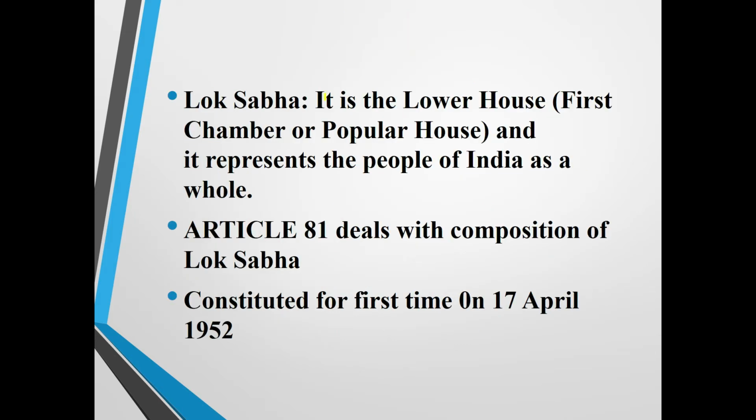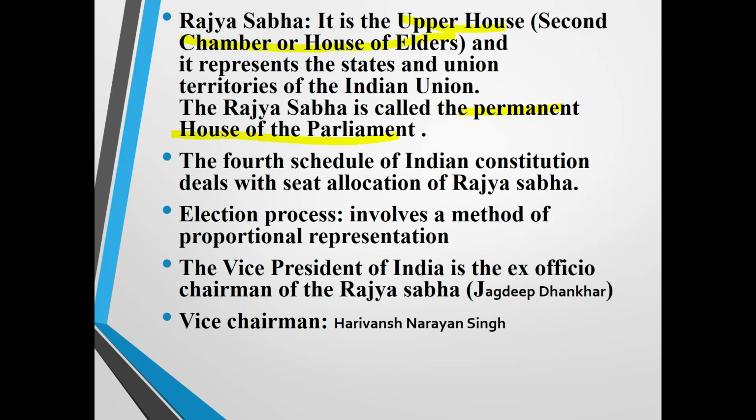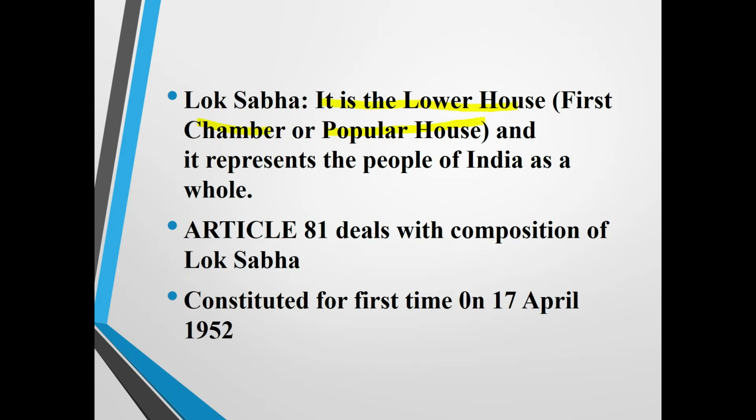Coming to Lok Sabha, it is known as the lower house, also known as first chamber or popular house. Rajya Sabha is known as the upper house, second chamber or house of elders, and Lok Sabha is known as the lower house, first chamber or popular house. It represents the people of India as a whole. Article 81 deals with the composition of Lok Sabha, and this Lok Sabha was constituted for the first time on 17 April 1952.